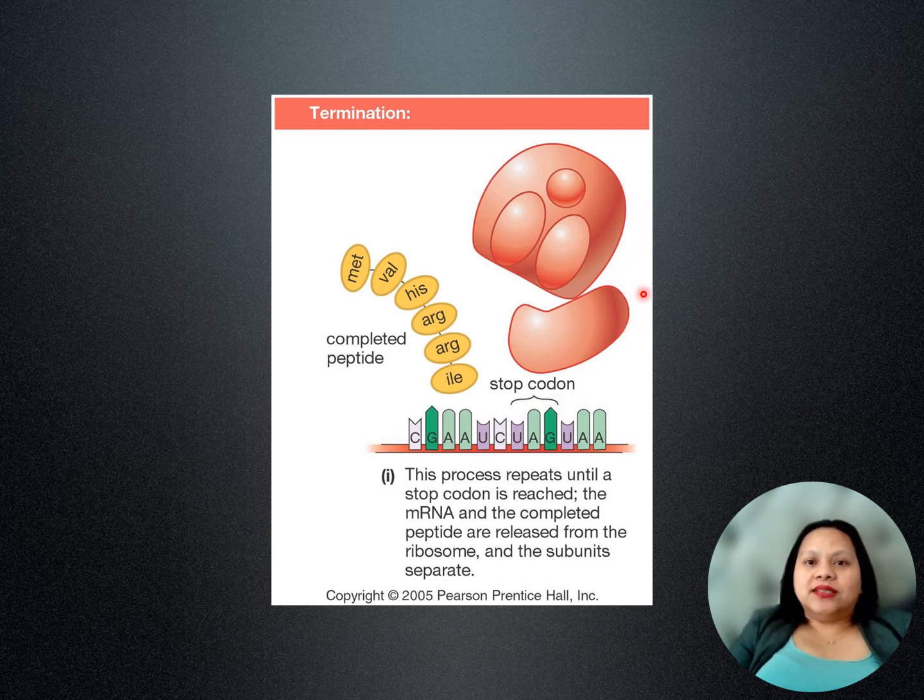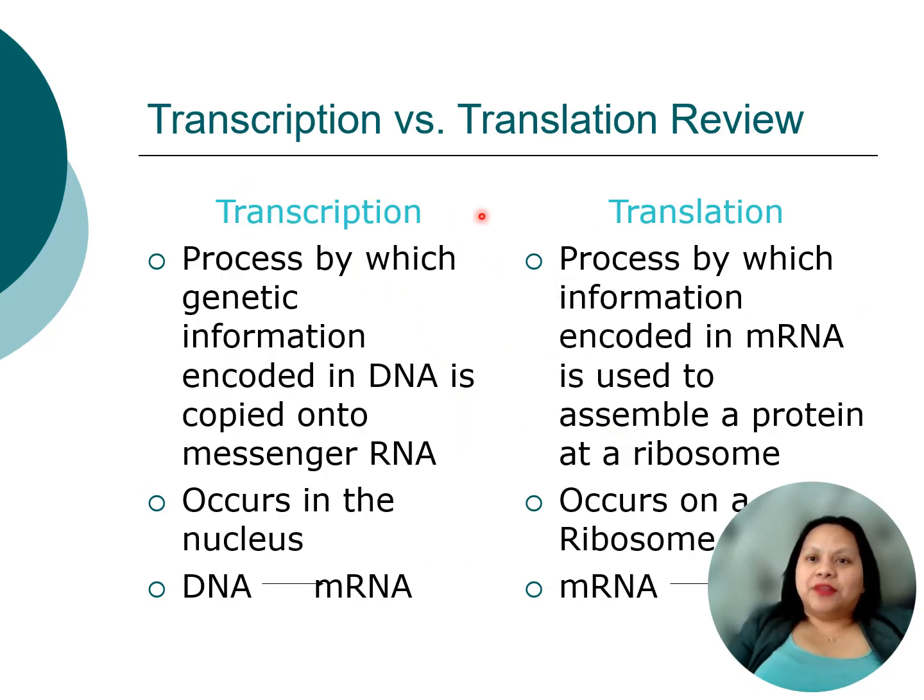The subunits detach from one another, the mRNA is released, and the polypeptide chain moves down the ER for further processing. The initial Met is removed and the chain is folded into its final shape. And here is your completed protein. And finally, we have the protein.